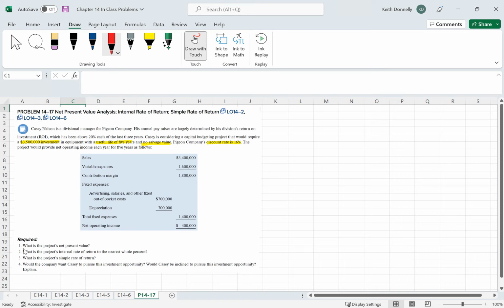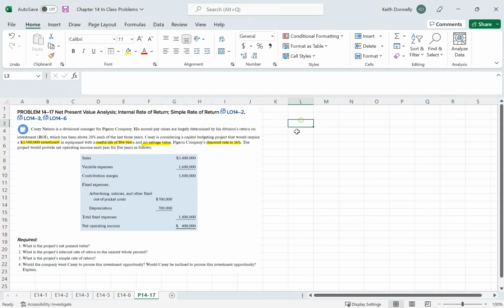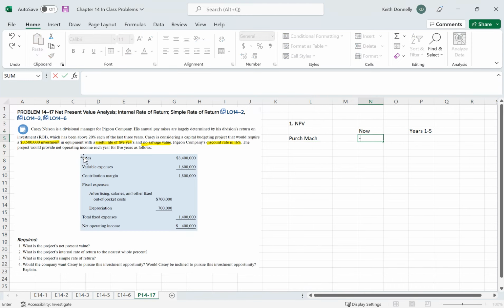All right, for this, they're giving us 4 different things. The first one they want is the net present value. So what we're going to do here is build this out. We will have now, and then years 1 through 5. In the current year, we purchase the machine, and they're telling us that it's a $3.5 million investment.